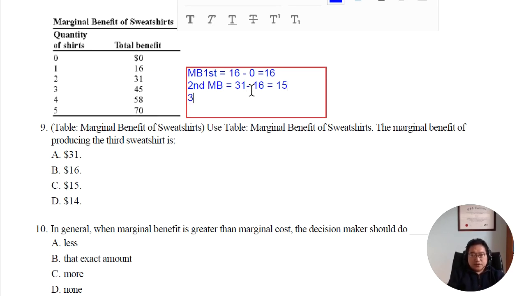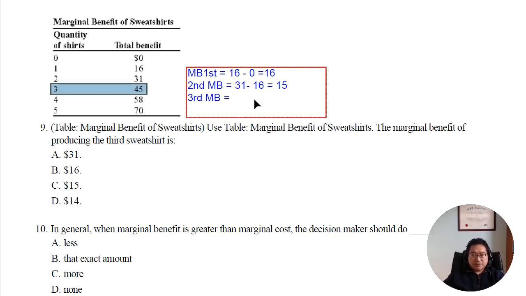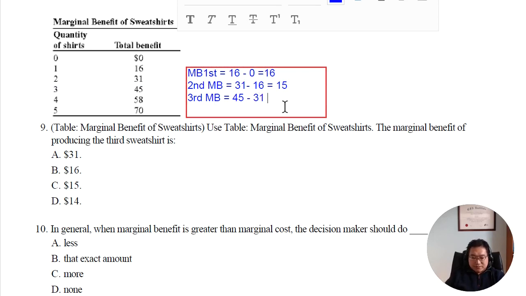And then the third marginal benefit is our target. Now the total benefit becomes 45. So you need to use 45 minus the previous total benefit when you accumulated 1 unit less than the third unit, or just 2 units, you know what I mean, minus 31, right? That's the marginal benefit for the third unit.